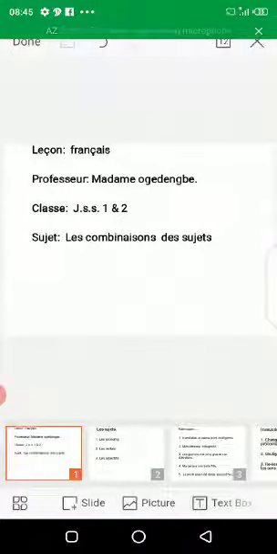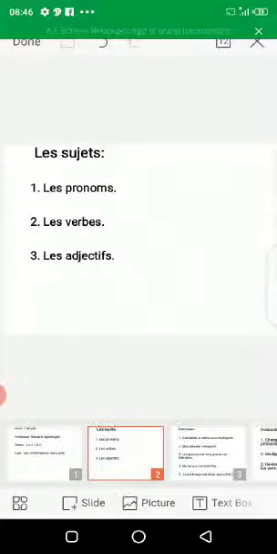You are welcome once again to the French class. Our today's topic is the combination of subjects. We'll be talking about three topics we have learned in our previous lesson. The three topics we have learned in our previous lessons are les pronoms, les verbes, les adjectifs.